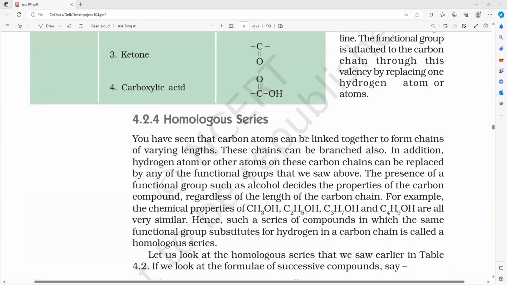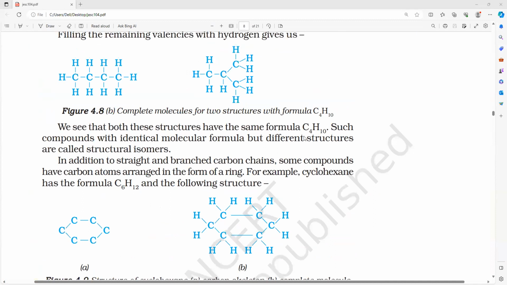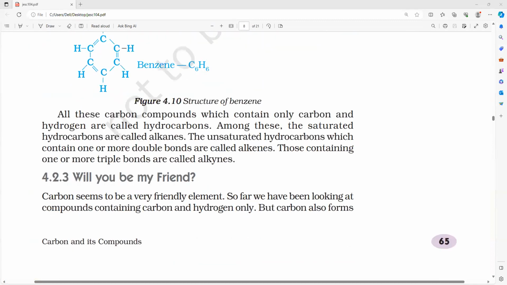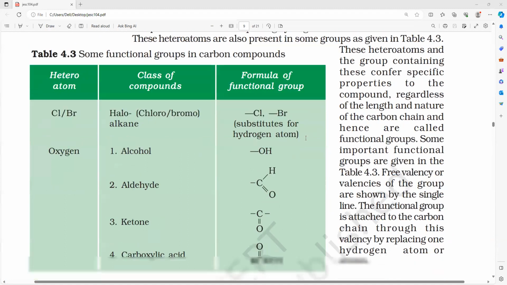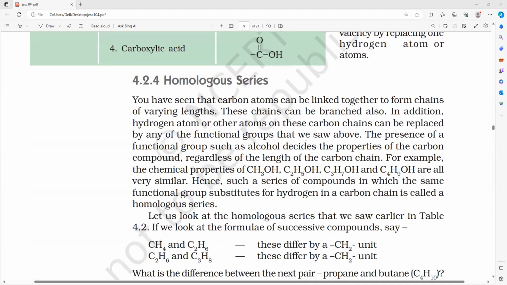One hydrocarbon to the next hydrocarbon varies by how much? It varies by 14 units of atomic mass. Understood? And what is the group? One carbon and two hydrogens. That is what you should remember.